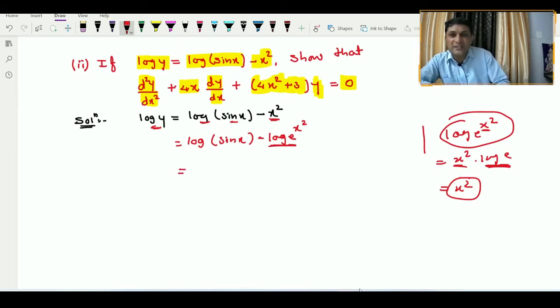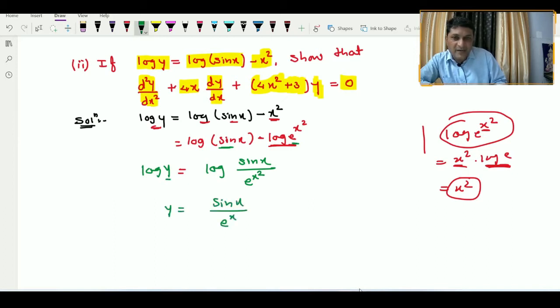Now terms on this side are in the form of log a minus log b, which can be written as log a upon b. A is what? Sin x upon b. B is what? Here e raised to power x square. On this side log y, keep it as it is. If we are cancelling log on both sides, so here remaining term is y, and here sin x upon e raised to power x square.